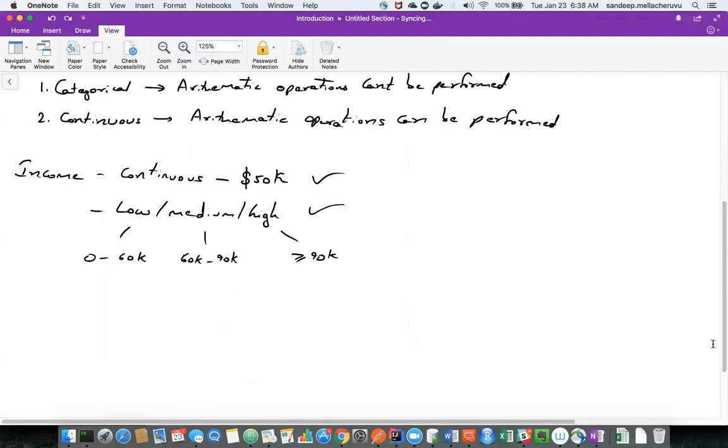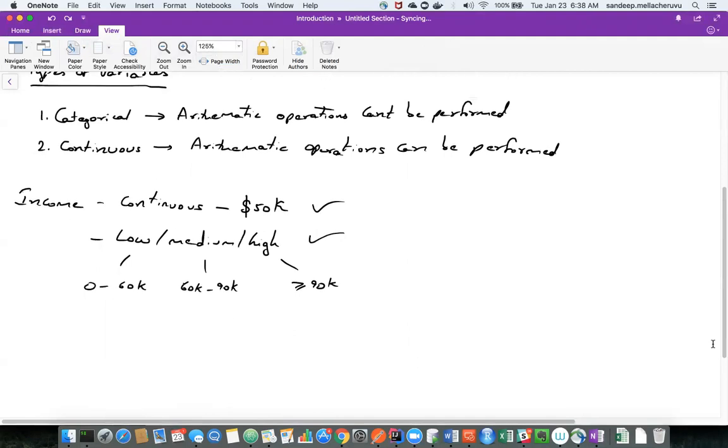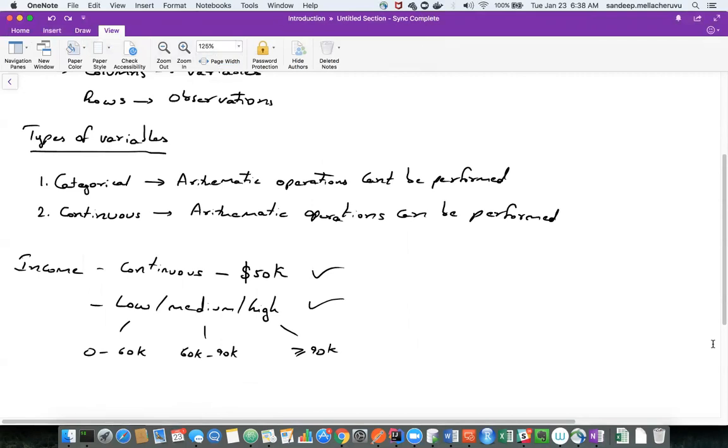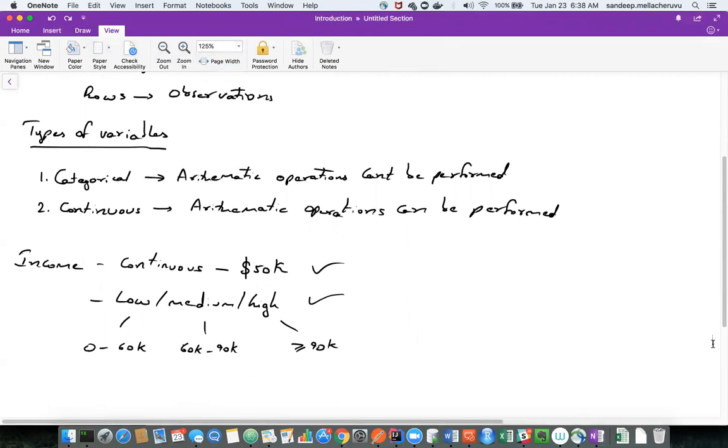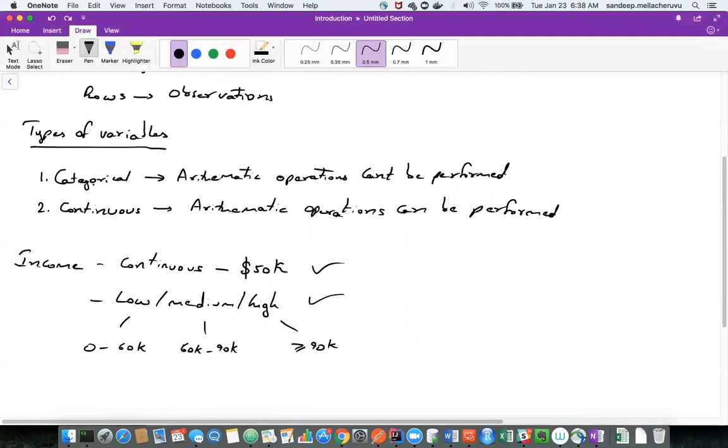Now coming to variable types. So briefly I discussed this. At a high level there are only two types. One is categorical and another is continuous. The way to identify categorical and continuous is more like, can you do any arithmetic operations or not. That's how we can identify easily. There are other ways, but I would prefer this way because it's very easy to understand.